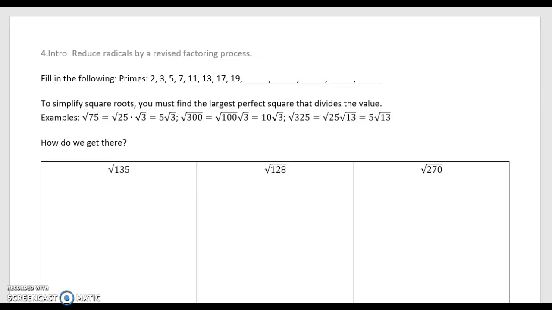To reduce radicals, we need to look at prime numbers. Prime numbers, of course, would be the numbers that are only divisible by itself and 1. So if I was looking at this, 2, 3, 5, 7, 11, 13, 17, 19 will be the next several prime numbers. Pause the video now and you can answer it.